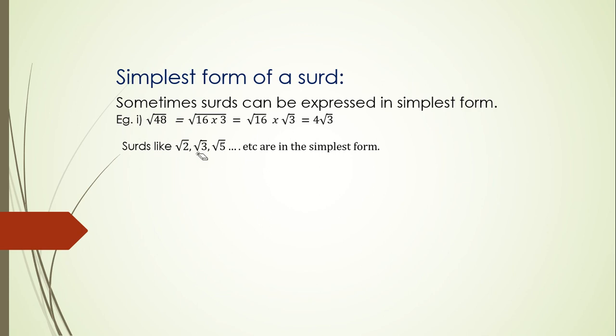Surds like root 2, root 3, root 5, etc. are in the simplest form. They are very much in simplest form. We cannot do anything further. We cannot factorize them further. So they are already in simplest form.